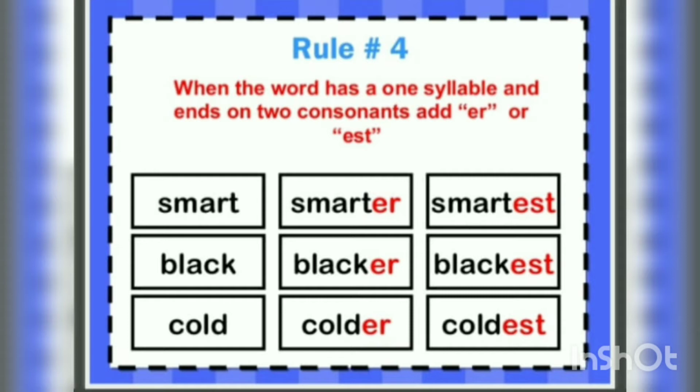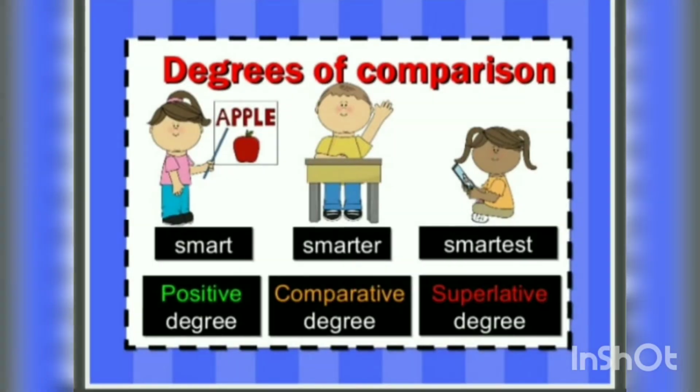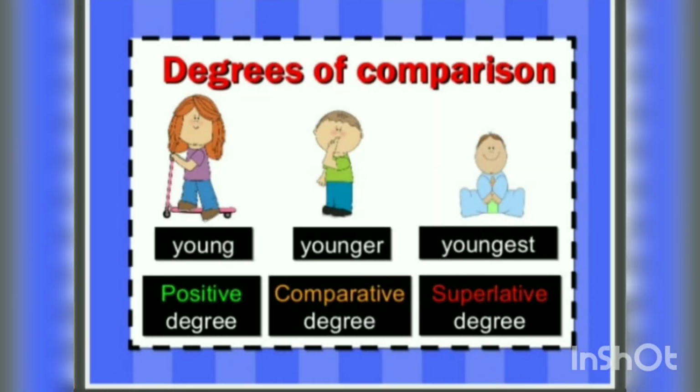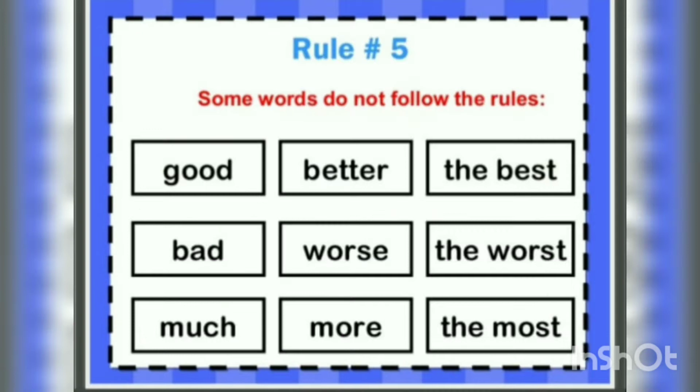When the word has one syllable and ends in 2 consonants, add ER or EST. Smart, smarter, smartest. Black, blacker, blackest. Cold, colder, coldest. Small, smaller, smallest. Young, younger, youngest. Now rule 5.